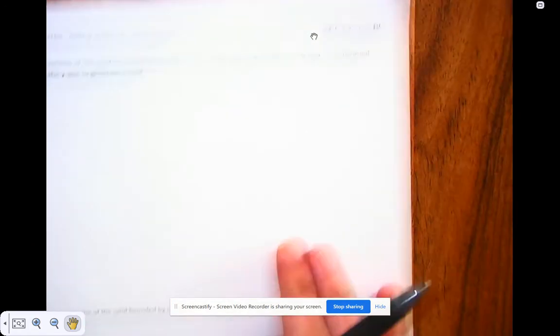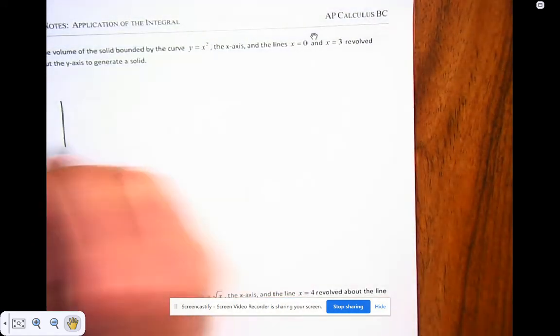Okay. All right, let's do it again. So we've got y equals x squared this time.